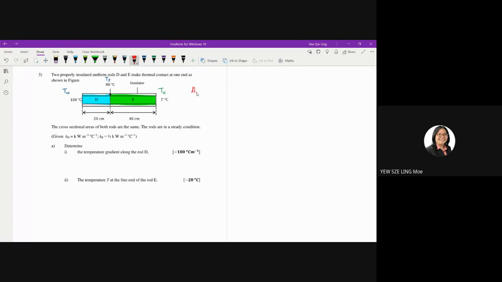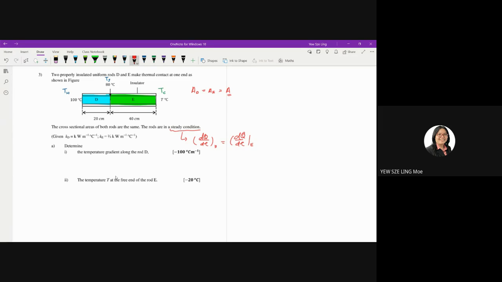So this means AD is equal to AE, which is equal to A. You can write it down as a value without subscript because they are the same. And then the rods are in a steady condition. So again, steady condition tells you dQ over dt for rod D is equal to dQ over dt for rod E. They are the same.